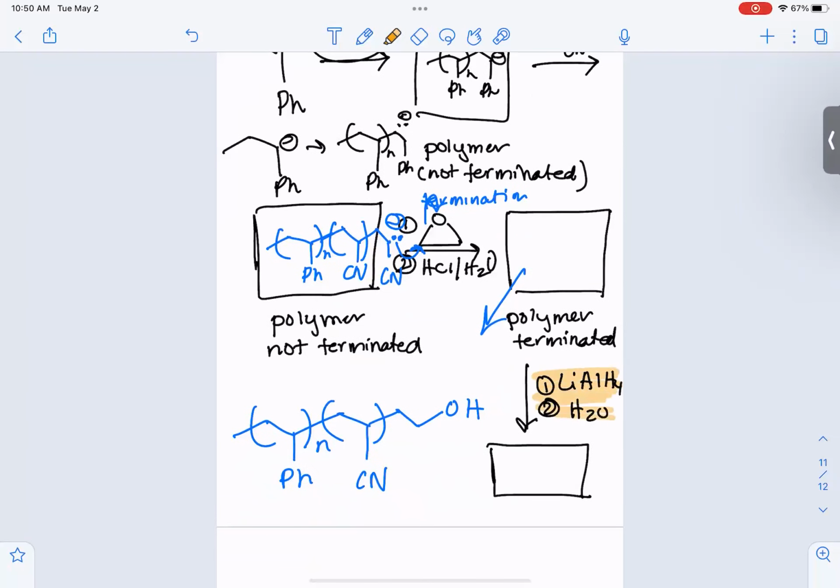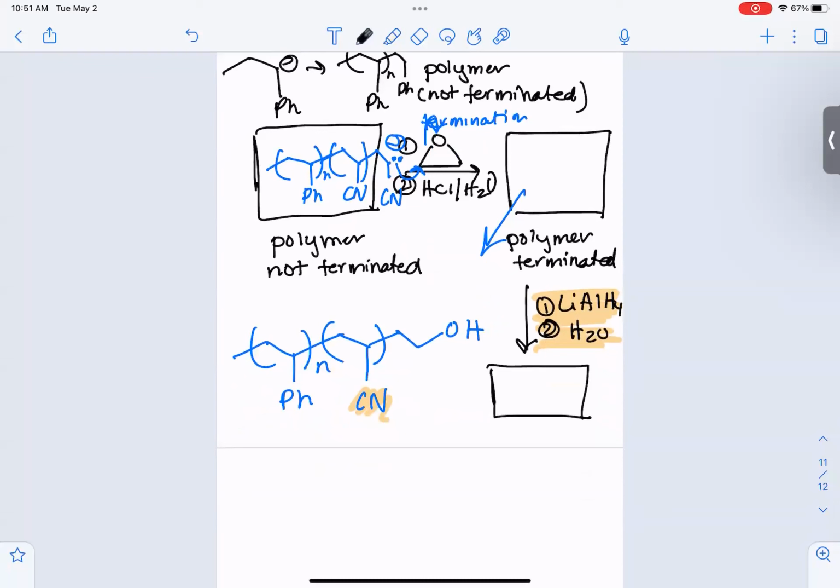What is lithium aluminum hydride? Strong reducing agent. What am I going to reduce here, AJ? Not the OH. The OH is already reduced, right? We can reduce aldehydes and ketones or carboxylic acids to OH groups. But what am I going to reduce here? Grace? The CN. Okay. So that you're left with a different polymer.